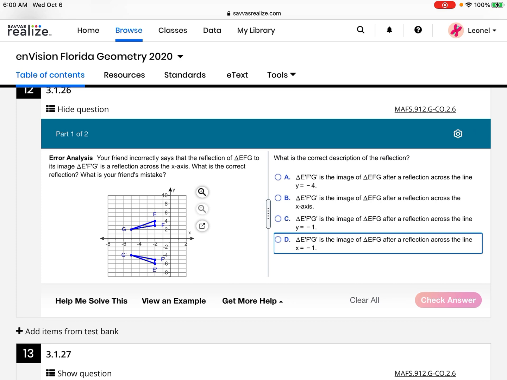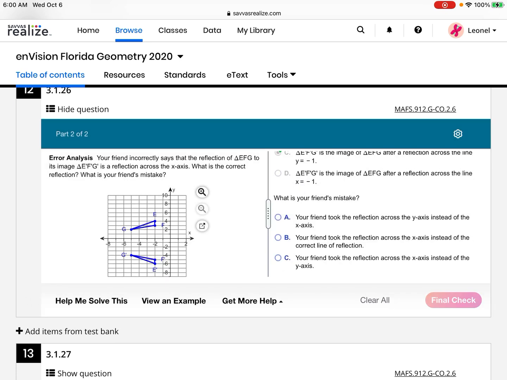Oh, the question changed. Okay, so this time it's a reflection across the line y equals -1. Sorry, that scared me. Okay, so if you look at this one, the friend is still saying that it's a reflection across the x-axis. But that doesn't work because that would not be the same distance apart. The x-axis is not equidistant to all the points. But the line y equals -1 would be. Okay, so let's check the answer because it says there's 2 parts. What is your friend's mistake? Okay, yeah, so we answered it correctly the first time. It's just what is the actual reflection and then what is their friend's mistake. Okay.